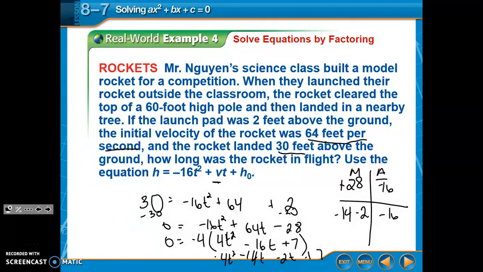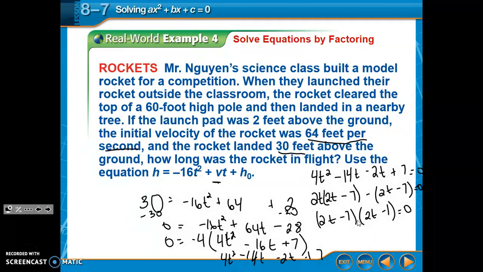Okay, and then I factor this by pulling out common terms, and then I set each of those factors equal to 0. So I'm going to factor it really quick. So once you have it factored, you can check my work. You set each part equal to 0. So I want to do 2t minus 7 equals 0 and 2t minus 1 equals 0. And then I solve both of them. So here I'm going to get t equals 7 over 2. And here I'm going to get t equals 1/2.